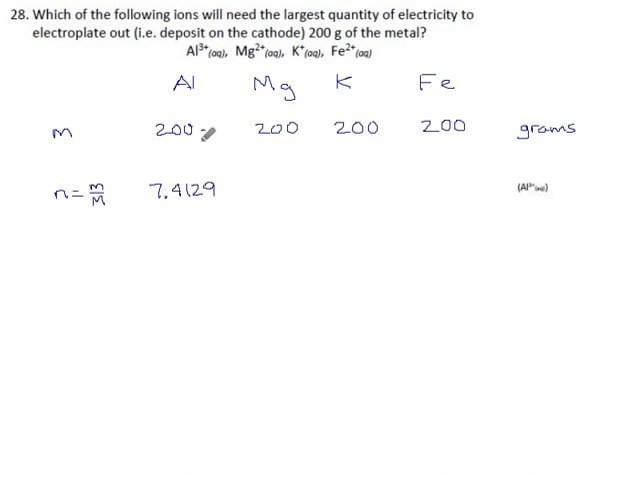Moles of aluminum. For magnesium, it would be 24.31. Hope I'm remembering these correctly. 8.2271. For potassium, it's 39.10. Is 5.1151 moles.